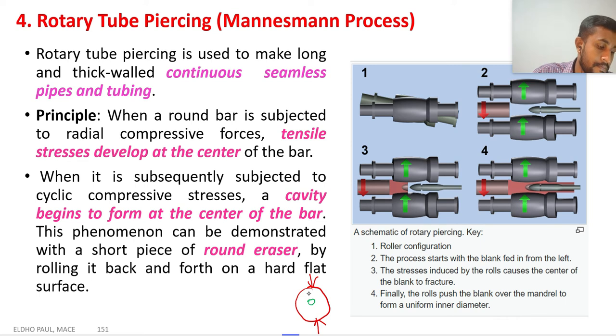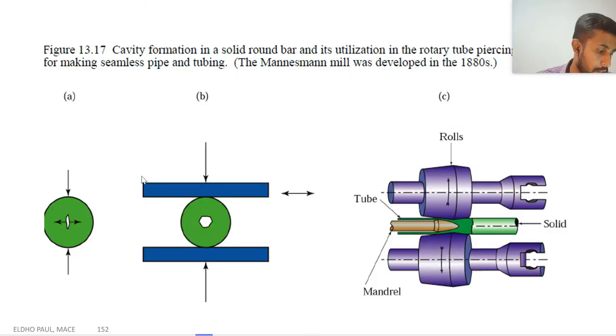And this phenomenon can be demonstrated with a short piece of round eraser by rolling it back and forth on the hard work surface. So by means of a reciprocating or back and forth movement of the eraser, you can see a crack at the center of the eraser. This is because of the development of tensile stress at the center of the eraser. So this is the process.